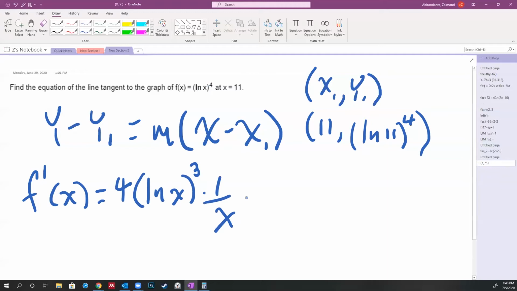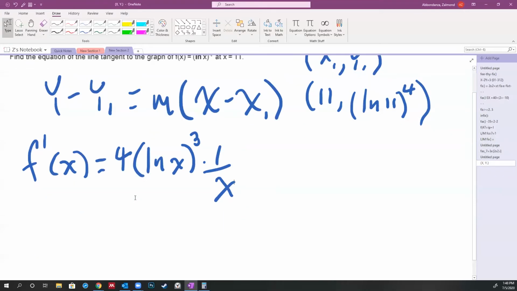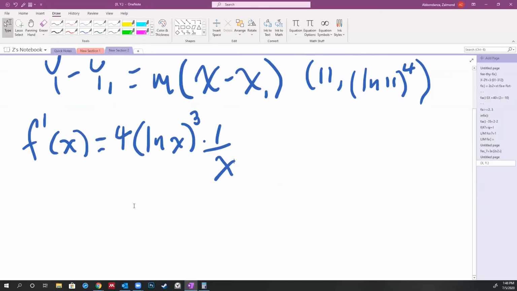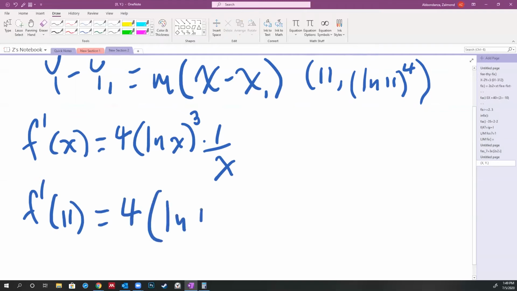So there's our derivative. We now want to find the slope of the line at the exact point when x is 11. So in this case, we plug our 11 into our derivative. The derivative evaluated at 11 is 4 times the natural log of 11 cubed over 11.